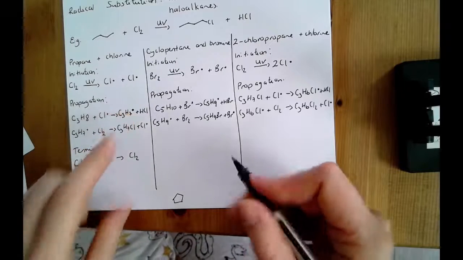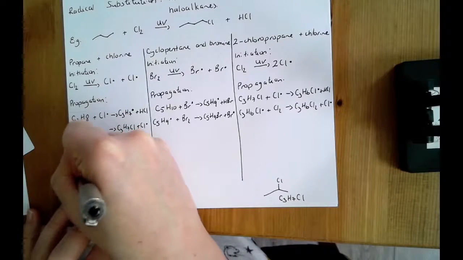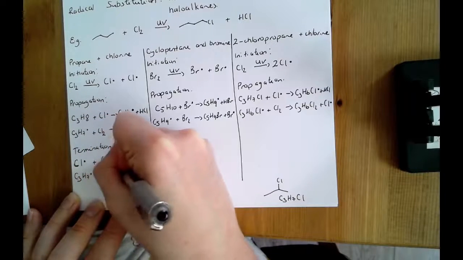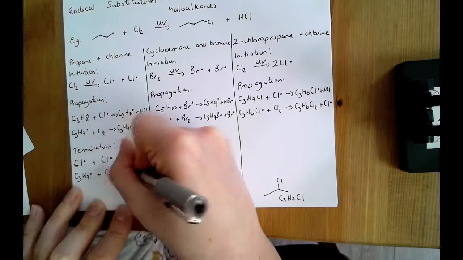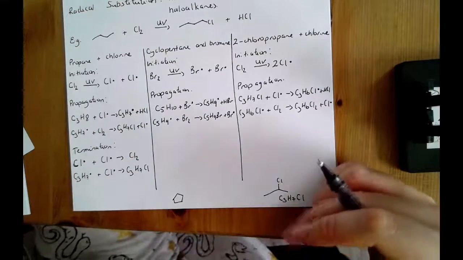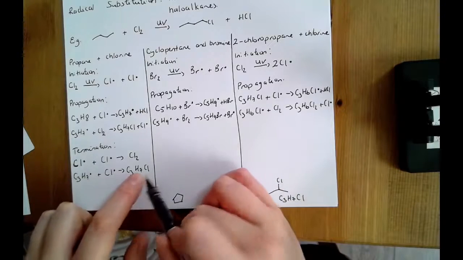The other radical I have, C3H7. So I have a C3H7 radical which could collide with a chlorine radical. And if it did, I would just get C3H7Cl. So I'm just adding the two of them together and I'm getting rid of the radicals. So again, I'm forming something unreactive.